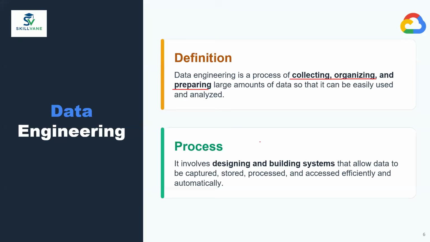And how do we do that? This is the definition, but how do we do that? It involves designing and building the systems. We have to build pipelines and the infrastructure that allow the data to be captured, stored, processed, and accessed efficiently and automatically, because we don't want to do things manually. We are not dealing with one record, 10 records, 100 records. We are dealing with thousands and millions and trillions of records on a daily basis. That is the reason we are going to create automated systems.